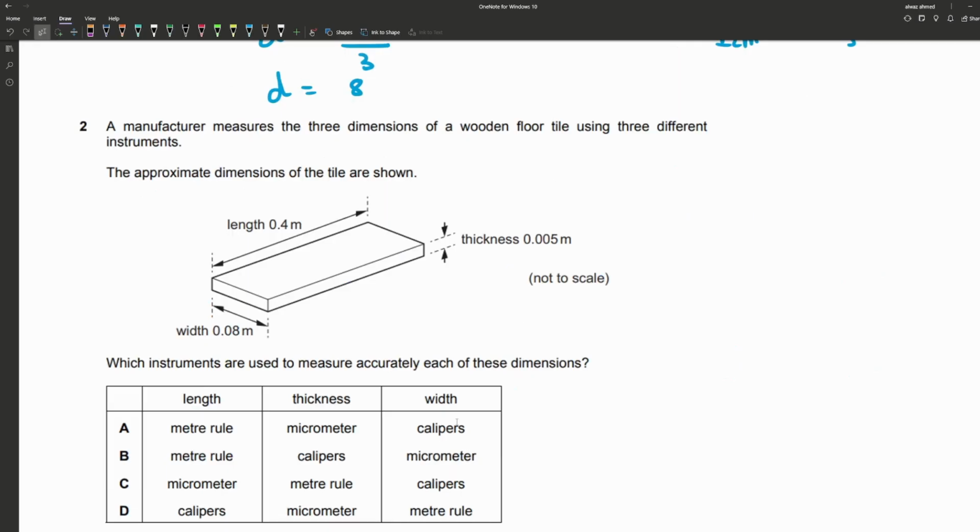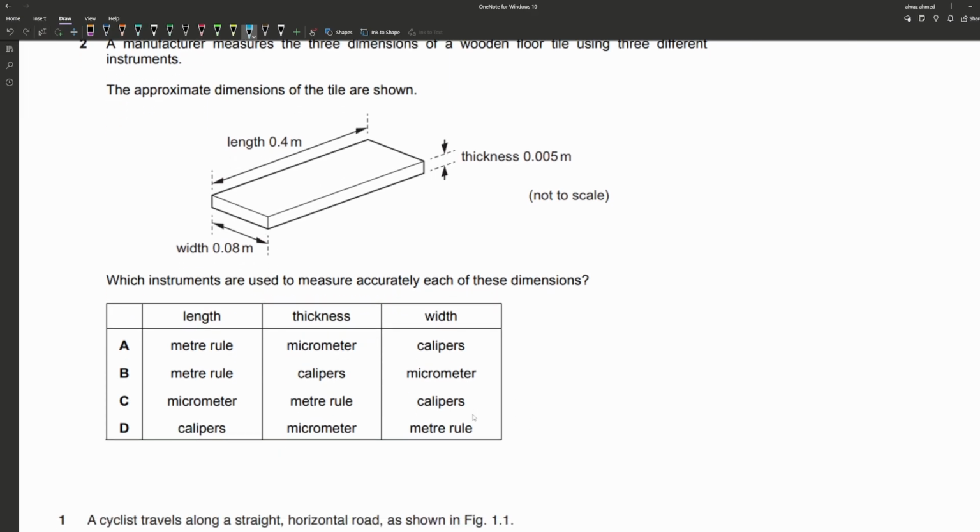Okay, so the next question says a manufacturer measures the 3 dimensions of a wooden floor tile using 3 different instruments. The appropriate dimensions of the tile are shown. Which instrument is used to measure accurately each of these dimensions? Okay, so we know that the length is 0.4 meters. It is less than a meter, so obviously we're going to use a meter rule here. The thickness is very small, so we need something very precise to measure the thickness, and that is going to be micrometers.